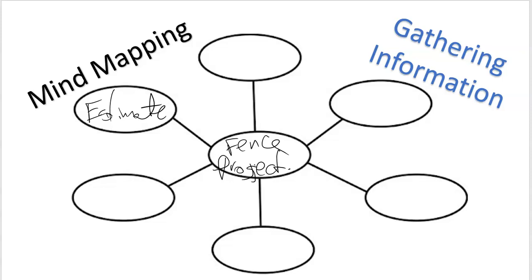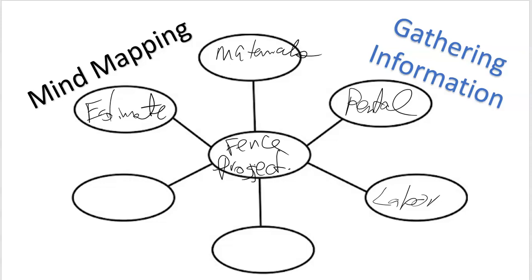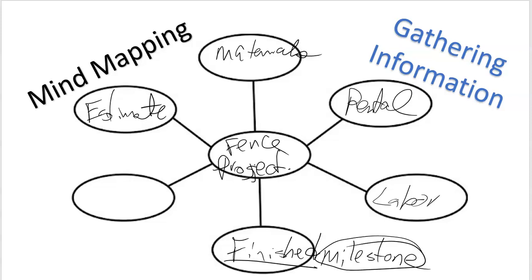We definitely need to come over here and then we say, well, we order materials. We need to do rental. We need to look at labor. Who's going to do it? Where are we going to get the rental from? What materials do we need? And then we're going to look over here. Finished. This is considered a milestone. Milestones are when you've completed something.